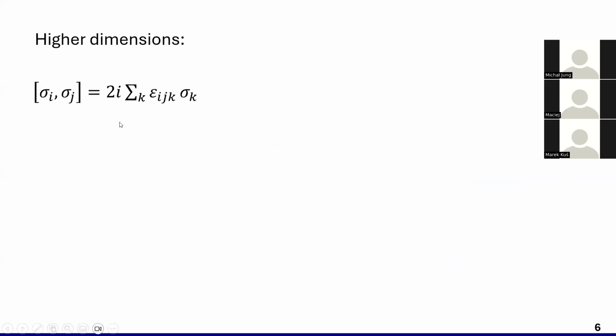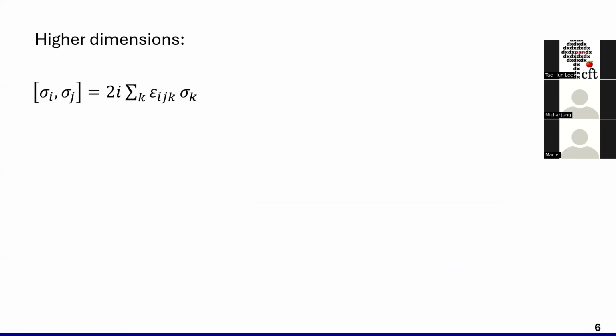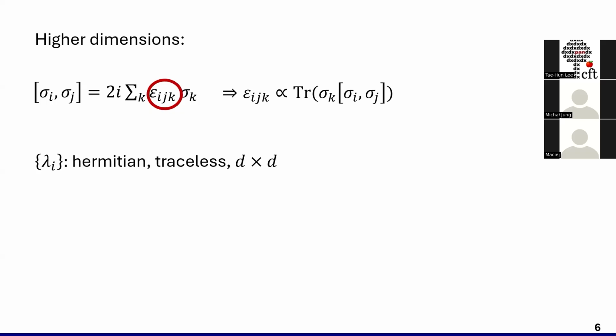Okay, so in order to generalize the operator W to higher dimensions, we consider that the epsilon tensor can also be interpreted as a structure constant of this Lie algebra. It occurs in the definition of the commutator of the Pauli matrices, and so we can also express the epsilon tensor as the trace of sigma k and the commutator of sigma i and sigma j.